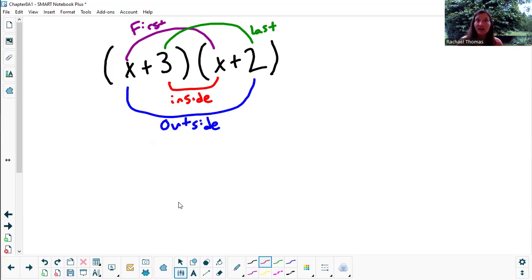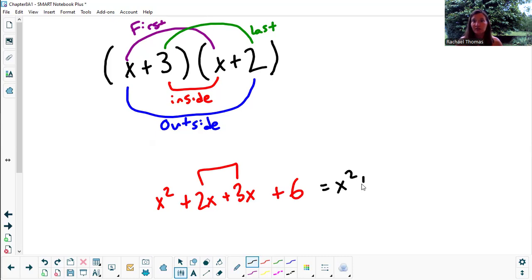So firsts, x times x is x squared. Outside, x times 2, 2x. Inside, 3 times x is 3x, and lasts, 3 times 2 is 6. Combine my middle terms, x squared plus 5x plus 6. I'm going to say 99 times out of 100, if you're given 100 of these problems to do, in 99 of them, you will be able to combine the middle terms. I hesitate to say that you can always combine the middle terms because I can come up with a few examples where you can't. But by and large, you're going to be able to combine those middle terms.